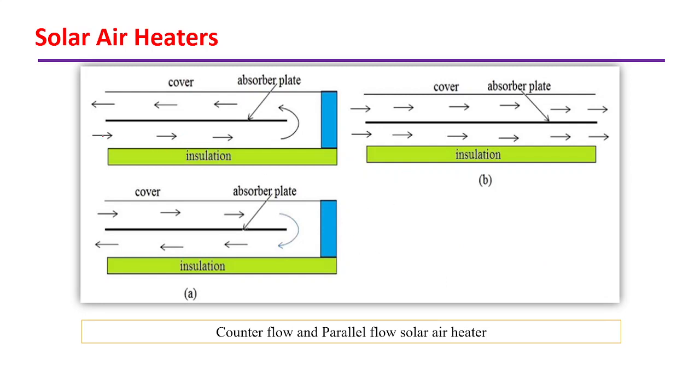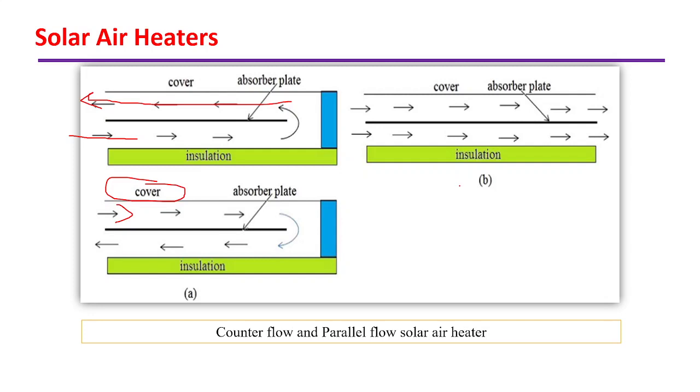If we see, the air goes in from one end and comes out through the other end, with the help of circulation. It will be just a counter flow kind of system, and it may have two types. One is where the air inlet is at the insulation side, and in the second type of system the air inlet is at the cover side.